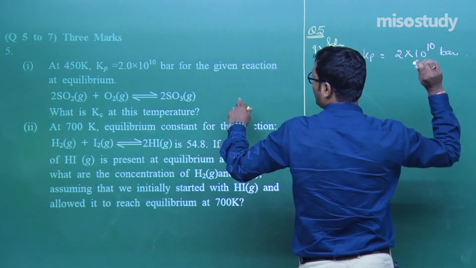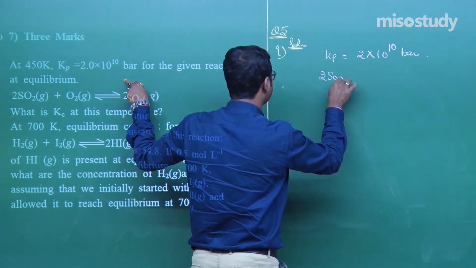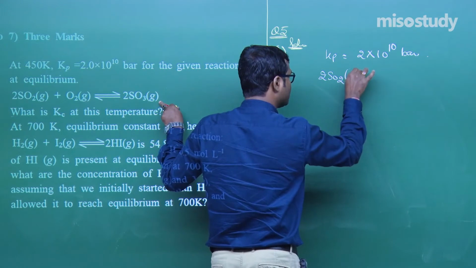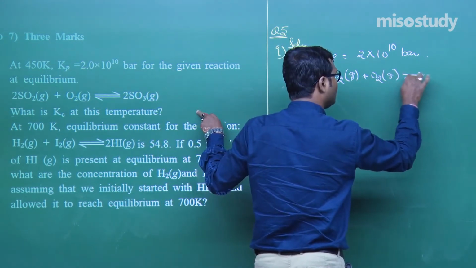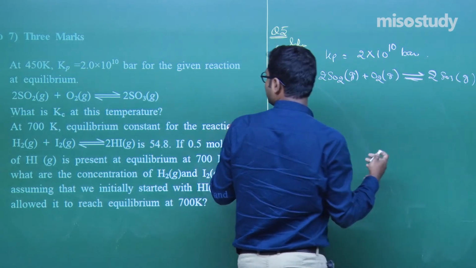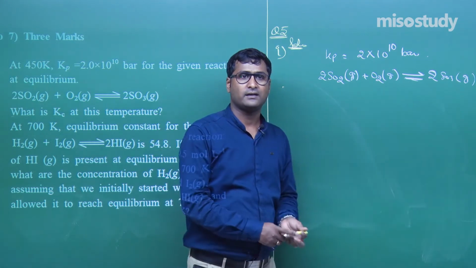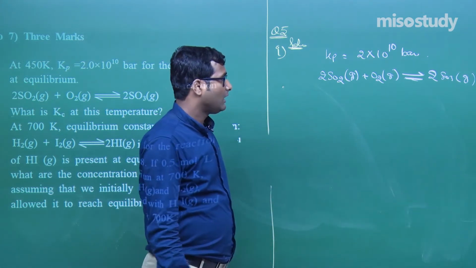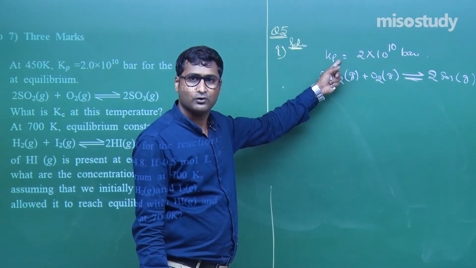For the given reaction, what is the given reaction? 2SO2 plus O2 gives you 2SO3. This is the reaction. What is the Kc at this temperature? Now, my friend, it's your turn. How to find the Kc? I have discussed this type of question a moment ago.